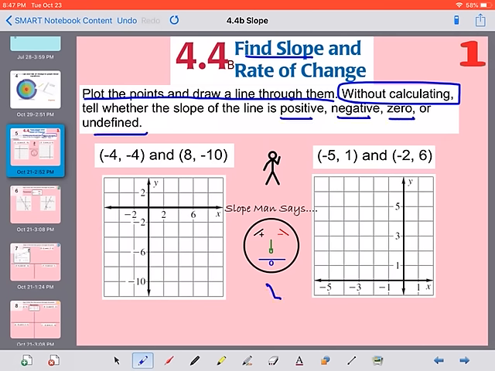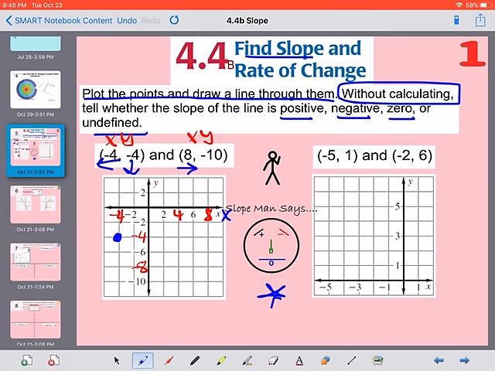And we have our slope man down here to help us. So first I'm going to plot our points. Remember, x, y in alphabetical order. So x is -4. These go by 2's. So this is really 2, 4, 6, 8. So our first point is at -4. So x is left to right. We went 4 to the left. And then -4 up and down. -4 is also down 4. So right there. And then our second point is 8, -10.